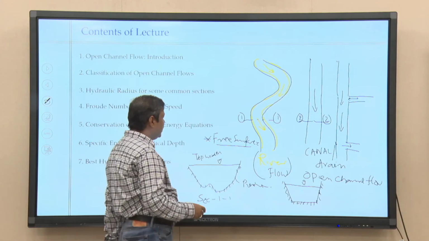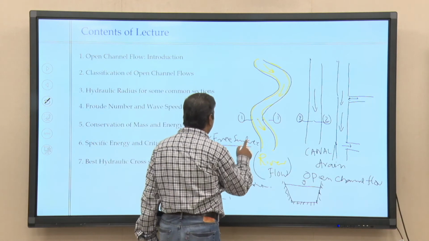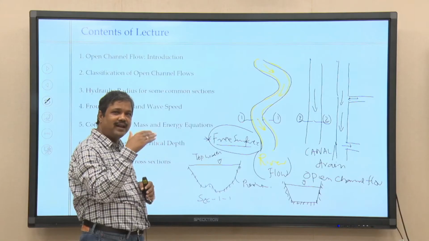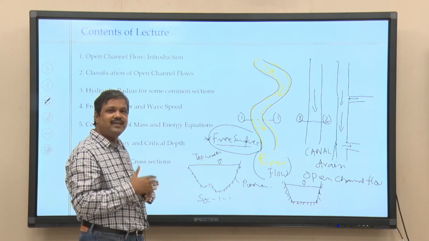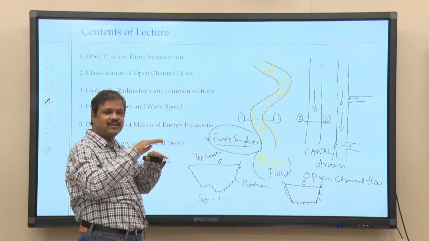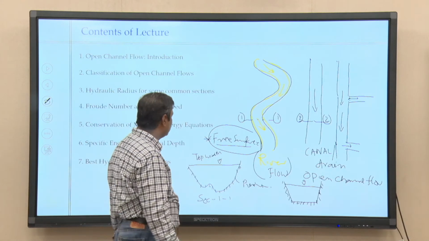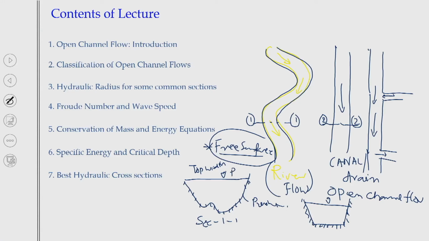What is common to both is the free surface. There is a free surface. That means at that location the pressure is atmospheric, because it is a free surface. So, at this location the pressure is equal to atmospheric pressure.